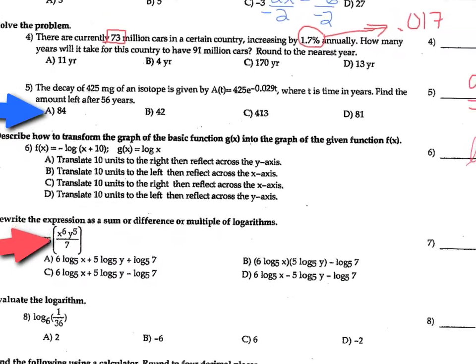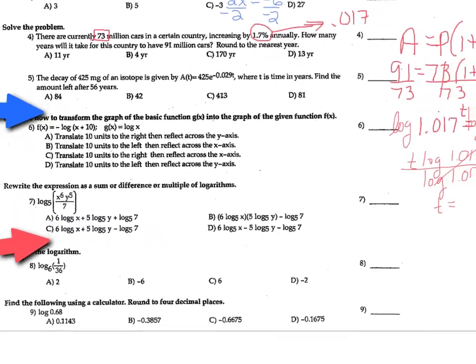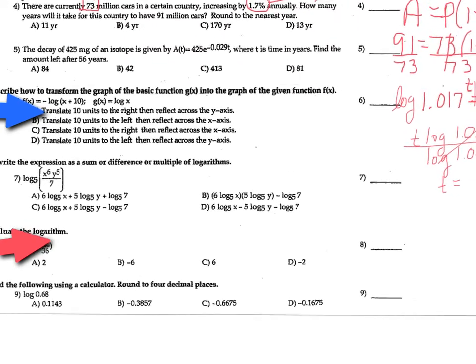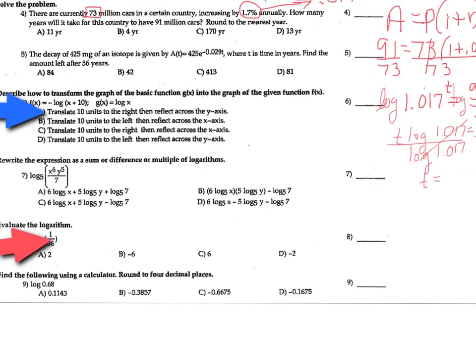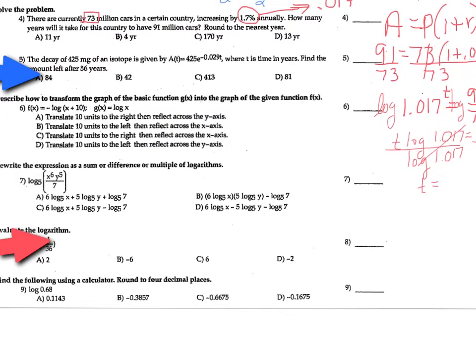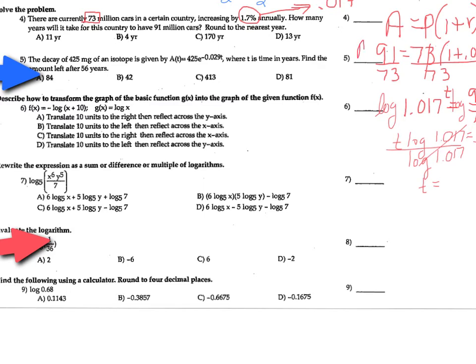84. Did you get 84? All you need to do here is just put 56 in place of the T, put it into the calculator, and that should give you 84. Yes, okay. So this is A. For problem number 6, the answer is B.